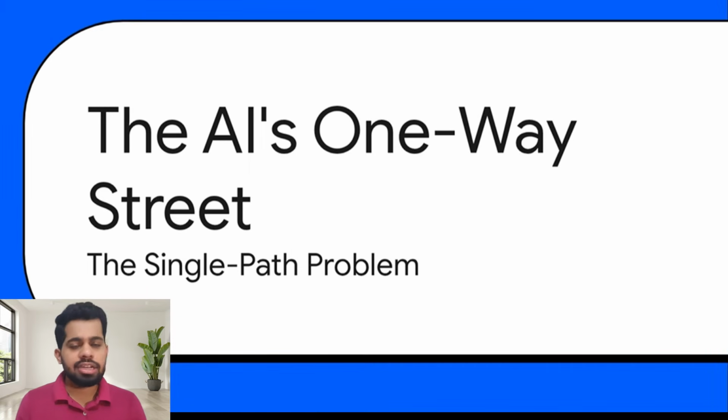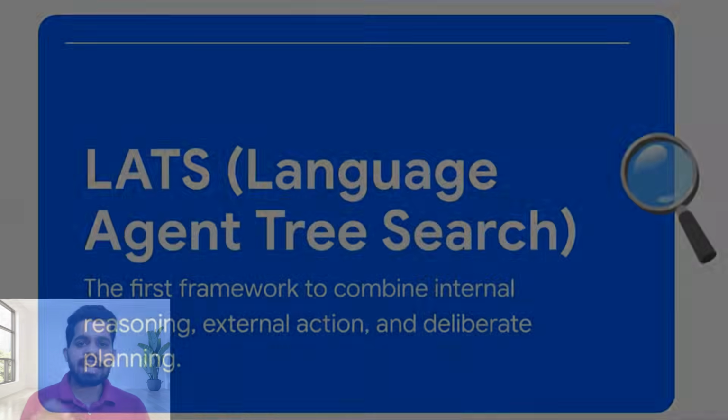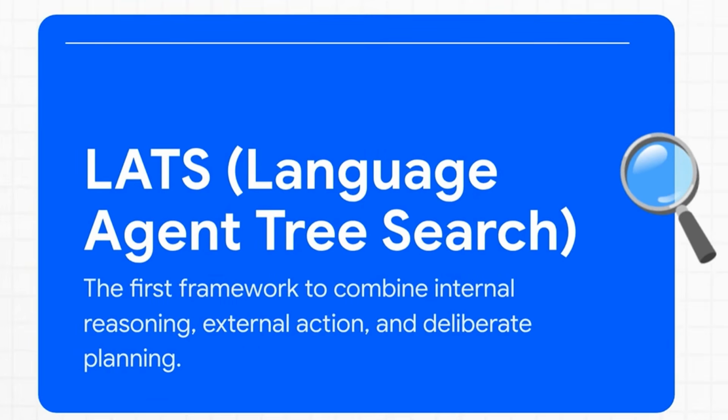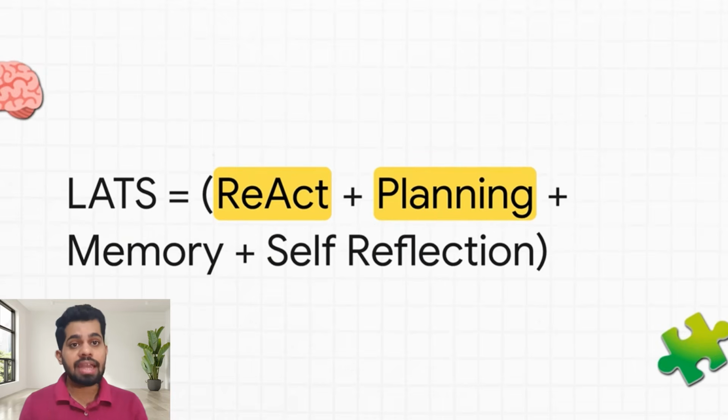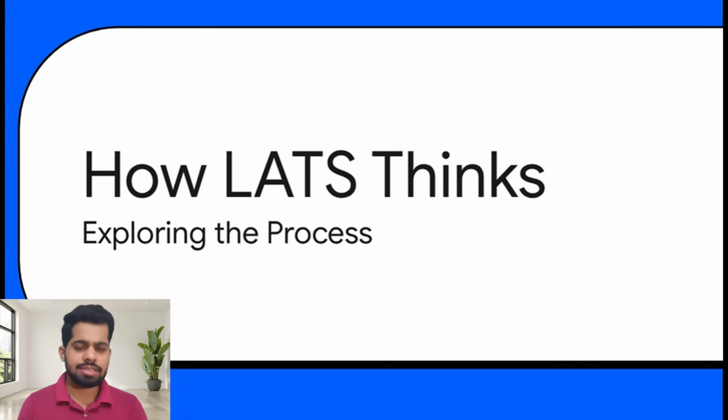Take any pattern we have seen till now. All are moving in a single direction only. These existing methods are either good at reasoning or good at acting with feedback, but they don't elegantly combine both with strategic planning. This is where LATS comes in. Language Agent Tree Search is the first framework that brings all these critical abilities together, that combines internal reasoning, external acting, and deliberate planning. It's like combining ReAct with planning, memory, and self-reflection. So, how does LATS manage this?